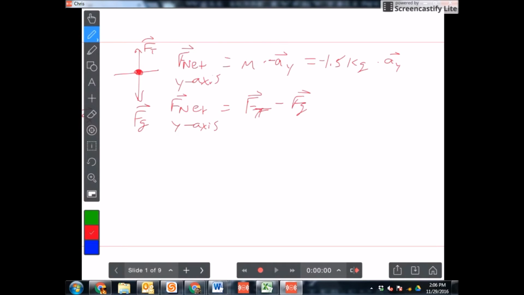All right. Do we know the force of tension? No. Can we get the force of gravity? Doesn't that have its own formula? What is it? Very good. Mass times little g. So that's going to be our 1.5 kilograms times 9.81 meters per second squared. What's that give us? That's a naked number. Very good.